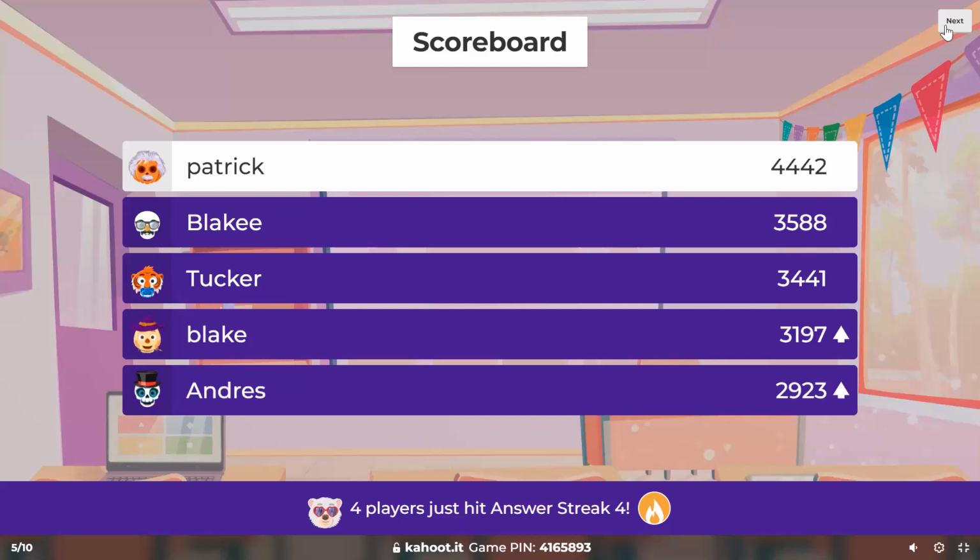All right, got Andres Blake hopping in. Yeah, Tucker, Blakey, and Patrick.